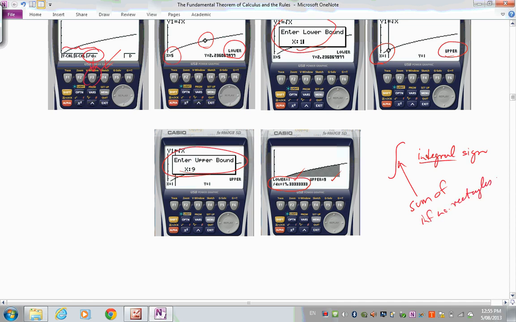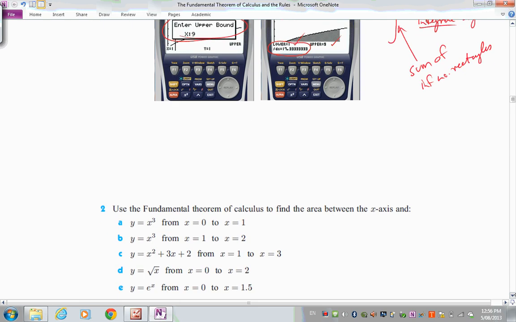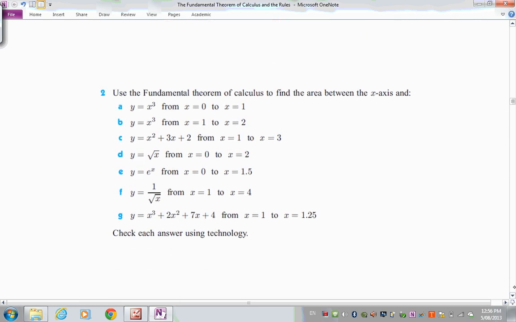All right, can we go down and do something with this? Let's have a look. Here we are. Use the fundamental theorem of calculus. Find the area between the x-axis and y equals x cubed from x is 0 to x is 1. Check your answer with technology. I think you should draw a graph of this. You might go to graph mode on your calculator, check out what the graph looks like, and then start to bring in the mathematical notation.